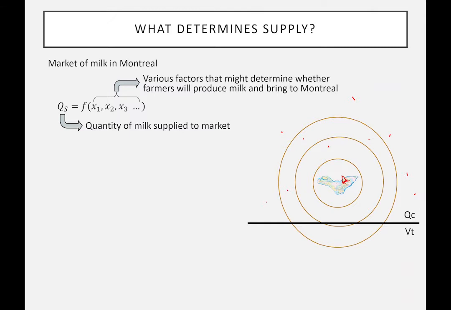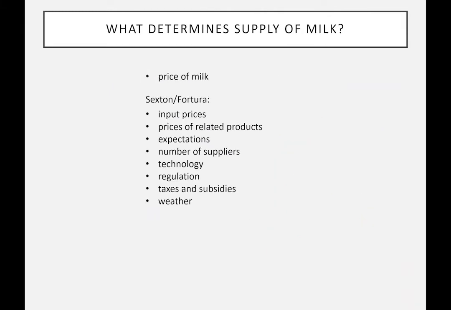So I'm going to do a survey of them all. And what I'm thinking about here is a hypothetical question: what factors will determine how big their truck is, how much milk they have? These are the various factors that we're looking at. So I looked in your textbook, and according to the textbook, this is the list of items.